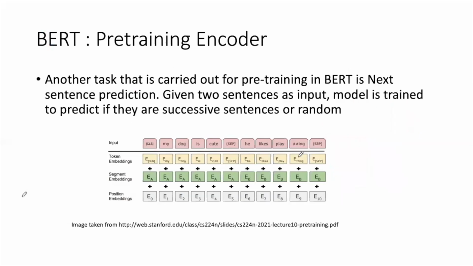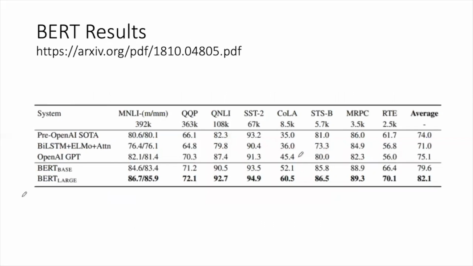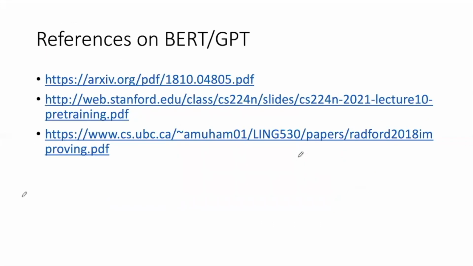Another task in which BERT is trained is next sentence prediction. Here, given two sentences, the model predicts whether the sentences are successive or randomly chosen from different places. When BERT was released, it showed state-of-the-art performance on all the GLUE tasks. It beat the other models. Here are some references for BERT.